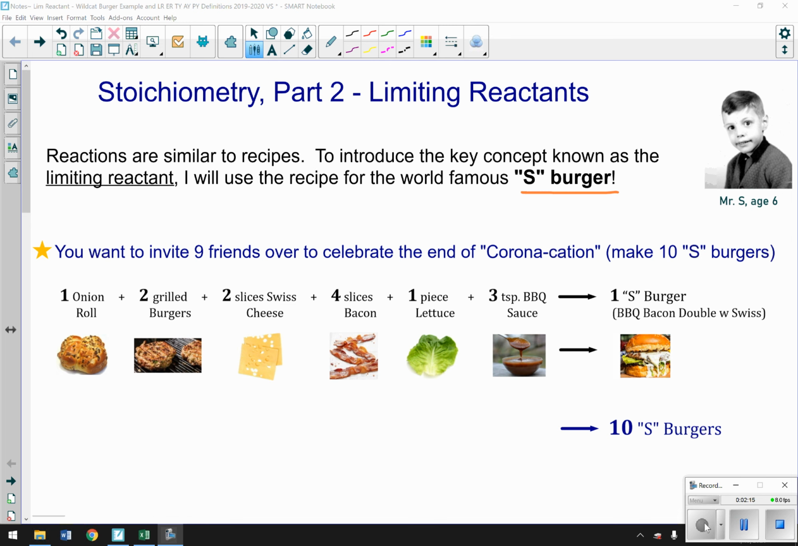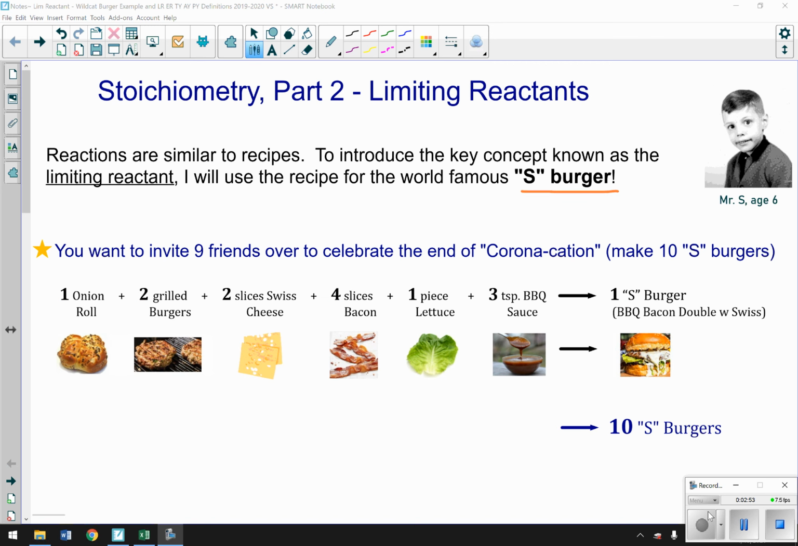You see you need 1 onion roll, 2 flame grilled burgers, 2 slices of Swiss cheese, 4 delicious slices of bacon. You've got to have a little greenery on there, so there's a piece of lettuce. And then the coup de grace, 3 teaspoons of barbecue sauce. You put all those ingredients together, and they will make 1 delicious S-burger, or a barbecue bacon double Swiss burger.